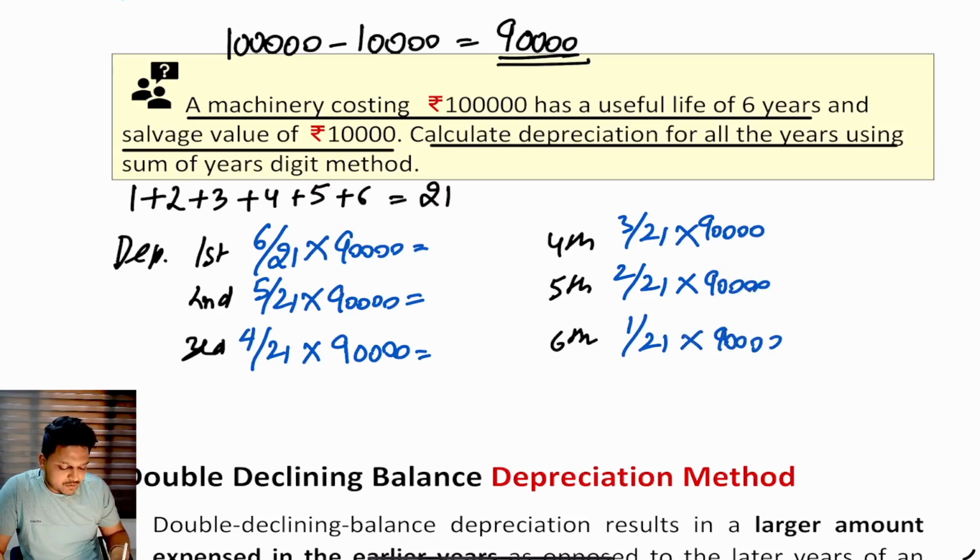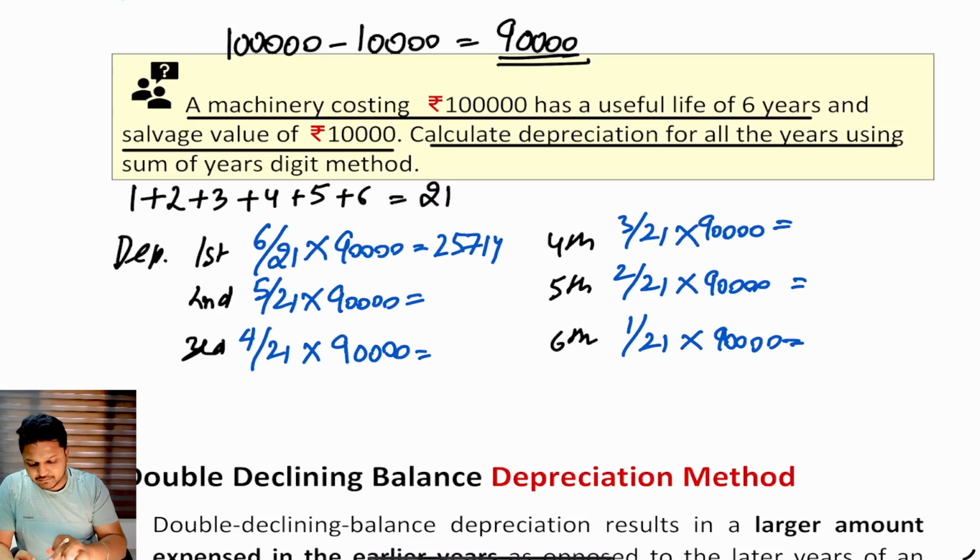Is that clear? Okay, now let's solve these values. For calculation purposes, let's solve 90,000 divided by 21. It is 4285.71. So we solve the one particular value, 4285.71. Now multiplied by 6, that is 25714.